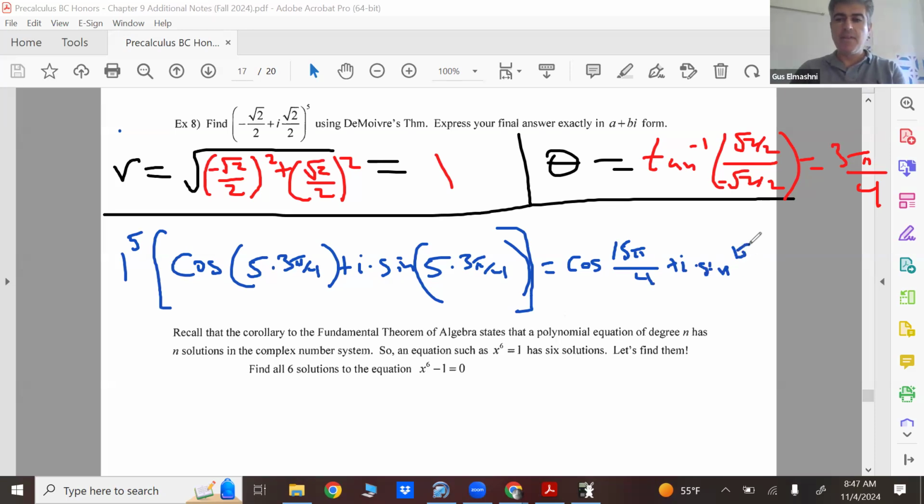Oh, well, that would be negative. You put the r to 0. How many rotations is that?